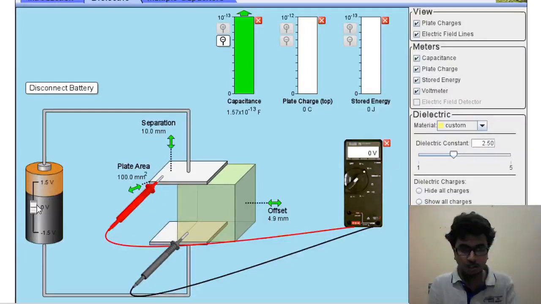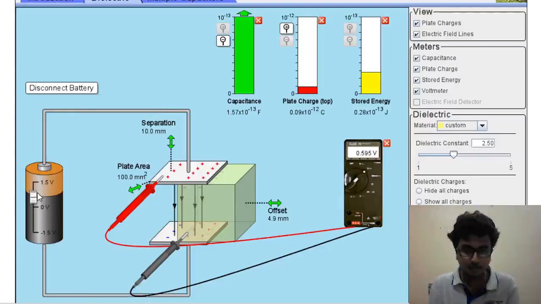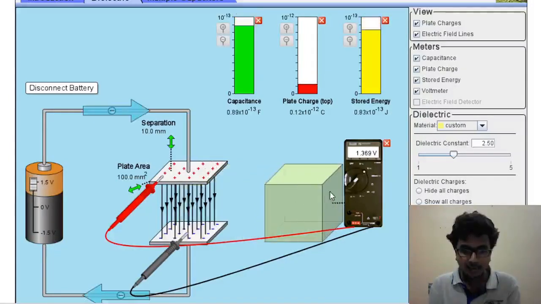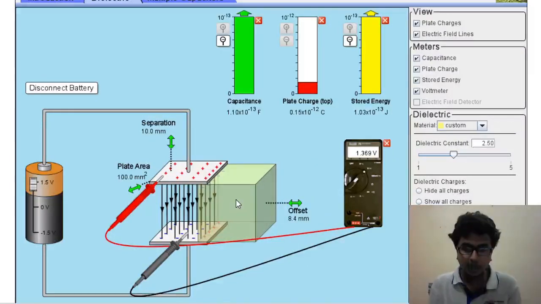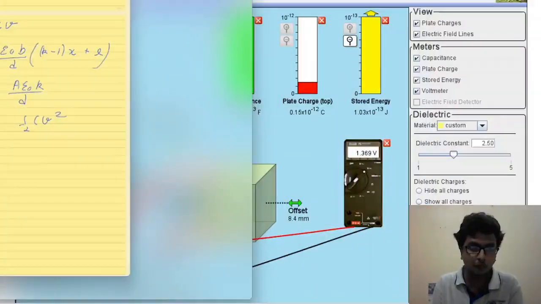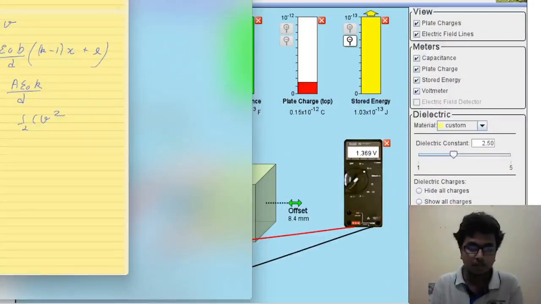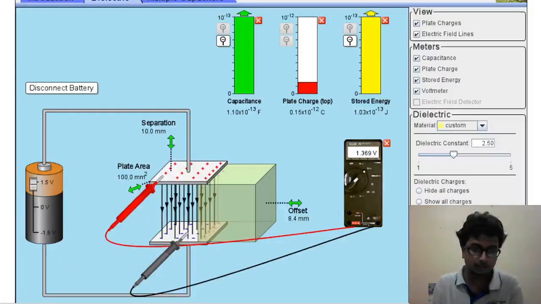Now let's also turn the voltage up so we can have some charge. As we have seen, when we insert the dielectric into the capacitor, the capacitance will increase, which will in turn increase the charge by the equation Q is equal to CV. It will also increase the potential energy, because potential energy is given by the equation U is equal to 1/2 CV squared. As capacitance increases, the potential energy will increase.